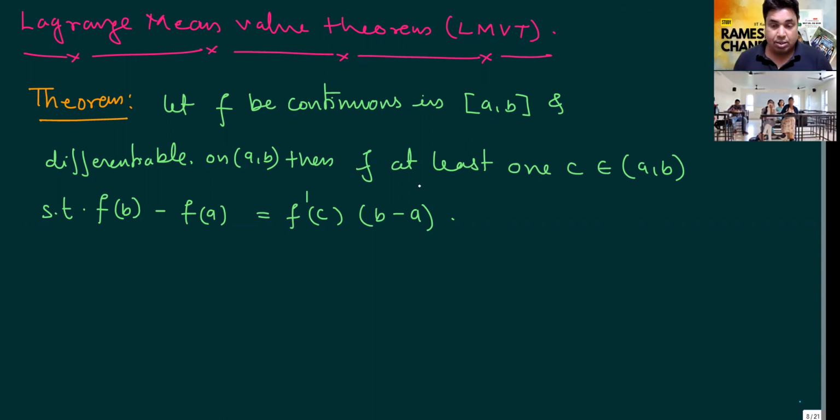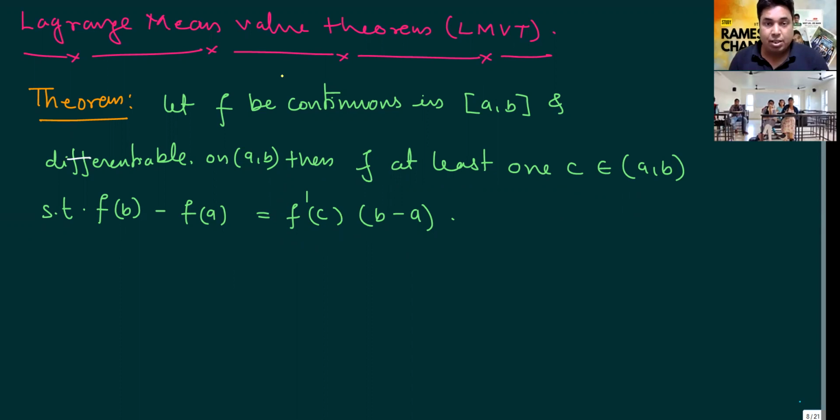So let's start with the statement of the theorem. What does the theorem say? Let f be a continuous function in closed interval a to b and differentiable on open interval a comma b, then there exists at least one c belonging to open interval a comma b such that f of b minus f of a is equal to f dash c times b minus a.